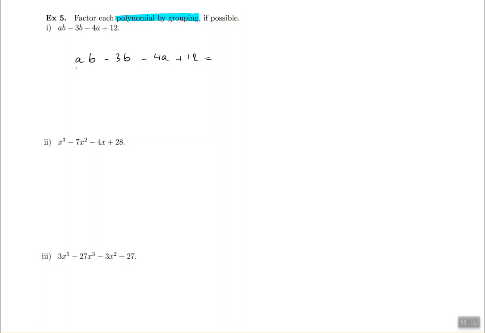So what we do next is we break them up into groups of 2, and we look at what each group has in common. So for example, I can break down the terms as a times b minus 3 times b. I can also break down the 4a as 4 times a and the 12 as 4 times 3. And in this way, I can now clearly see that the first group has a b that's repeating, whereas the second group has a 4 that repeats. So those are known as the GCF of each group.